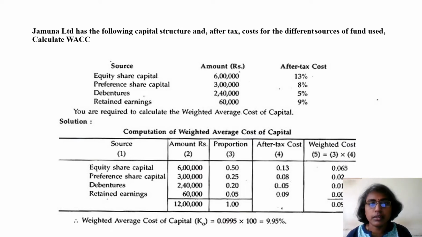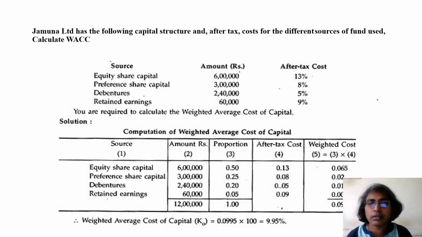So in this problem, the data is given related to Gemini Limited. The following capital structure is given, and we need to calculate WACC. Here the source is given. The sources like the different sources from which they have mobilized their fund: equity share capital, then preference share capital, debentures, retained earnings. And the amount is given like from equity share capital, how much they have sourced, preference share capital 3 lakhs, debentures 2.4 lakhs, and retained earnings 60,000. And after tax cost of capital also is given. Like for equity share, the after tax cost is 13%, preference share 8%, debentures 5%, retained earnings 9%. So we need to calculate weighted average cost of capital.